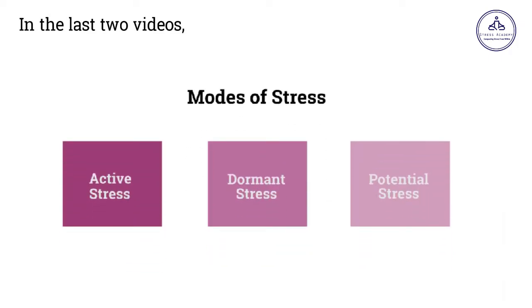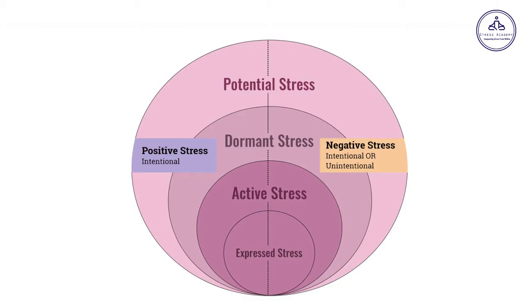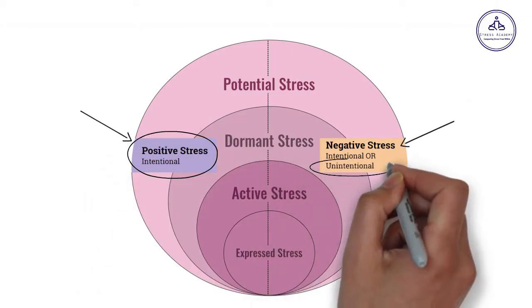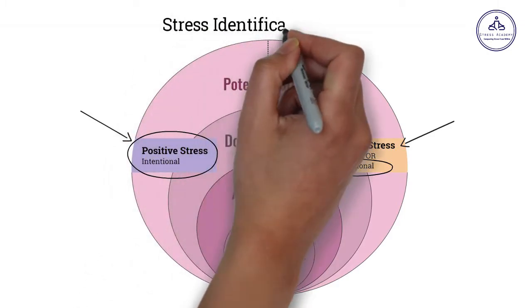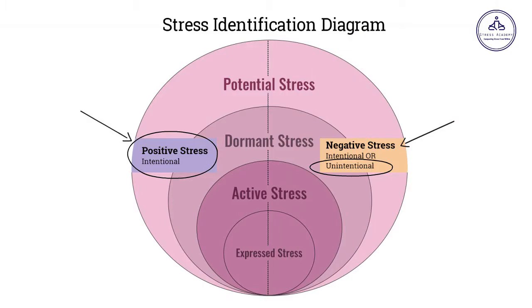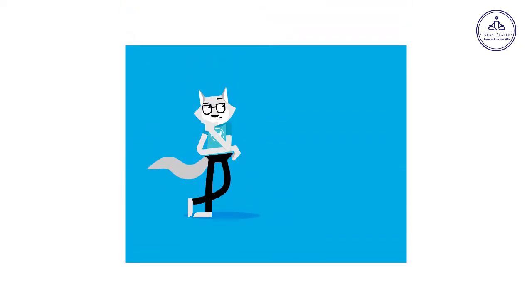In the last two videos, we discussed different types of stress and how they manifest in various forms, such as active, dormant, and potential stress. Stress can be further classified as positive and negative stress, as well as intentional and unintentional stress. We also introduced a stress identification diagram that allows us to identify different forms of stress proactively and systematically. Having identified them, you must be curious to know how we can manage them.